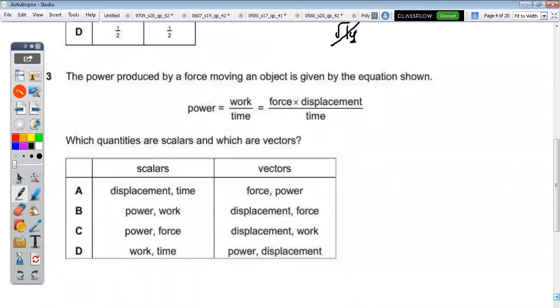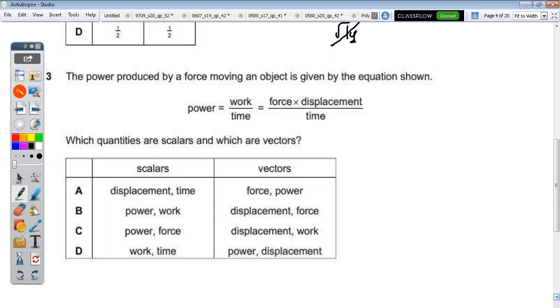The power produced by a force moving an object is given by the equation. Power is equal to work done over time, which is equal to force times displacement over time. Which quantities are scalars and which ones are vectors, O level? Displacement is a vector. Time is a scalar. So what's the correct answer?